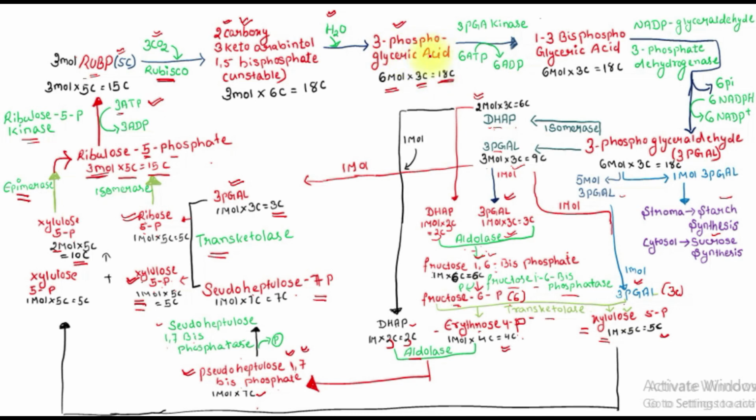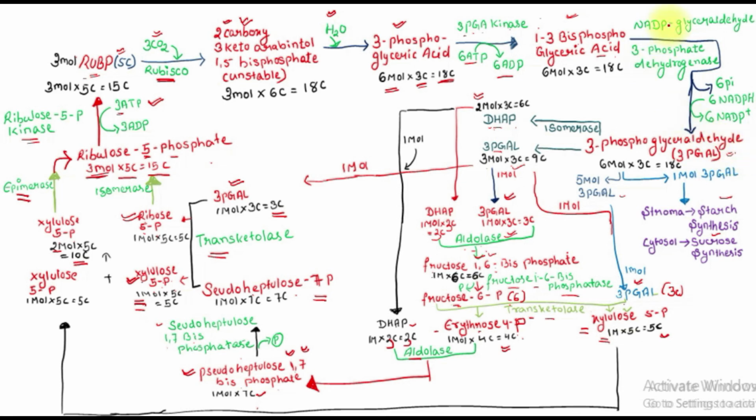The 3-phosphoglyceric acid is converted into 1,3-bisphosphoglyceric acid in presence of the enzyme 3-phosphoglyceric acid kinase, and by utilizing 6 ATP and converting it into 6 ADP. This is known as the carboxylation phase. Next comes the reduction phase. In the reduction phase, this 1,3-bisphosphoglyceric acid is converted into its aldehyde form. This is the acid form. It will be converted into the aldehyde form.